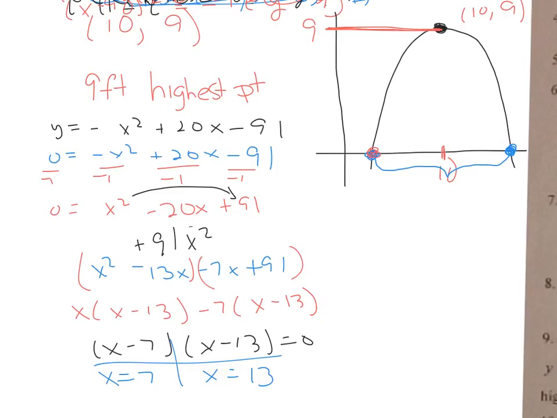That's these numbers right here, 7 and 13. So now I want the distance from 7 to 13. So 13 minus 7 is 6. So the width of the door, of the arch, is 6 feet wide.